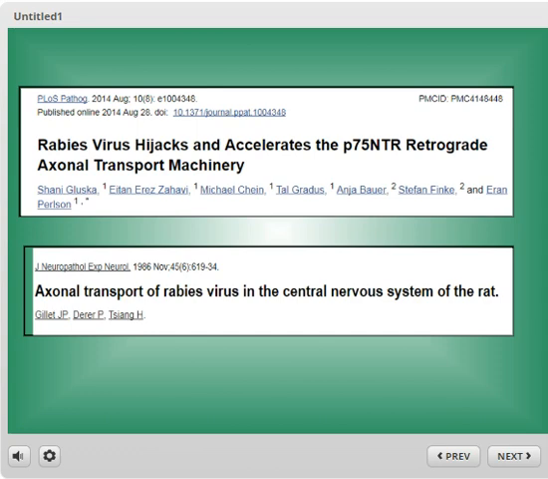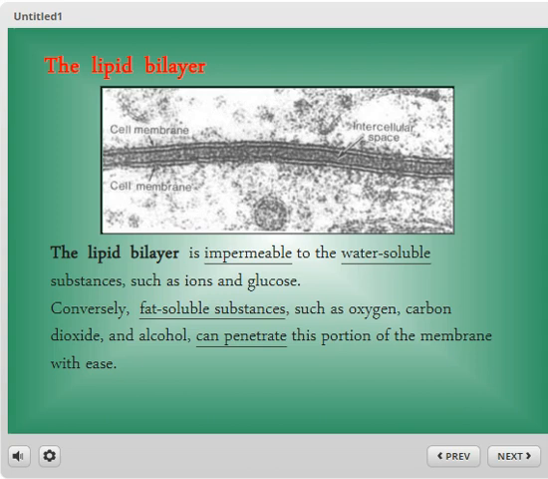You can see them. The important component of the cells is a cell membrane. The cell membrane forms a lipid bilayer. The lipid bilayer is impermeable to the water-soluble substance such as ions and glucose. And conversely, fat-soluble substances such as the oxygen, carbon dioxide, and alcohol can penetrate this portion of the cell membrane with ease.